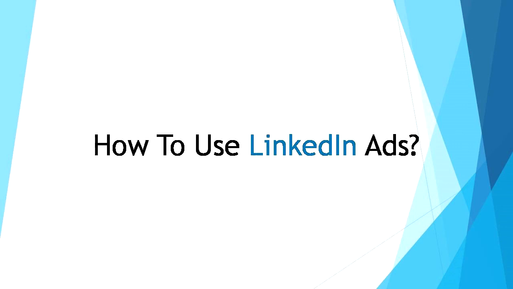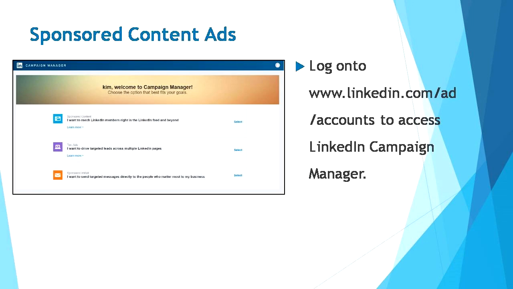So, how do you create your LinkedIn ads? In this step-by-step tutorial, I will be guiding you on setting up a sponsored update campaign on LinkedIn. To create a sponsored content ad, you'll need an account linked to your LinkedIn company page or showcase page to create a sponsored update. If you haven't already created an account, you can start by setting up a business account through the LinkedIn Campaign Manager. So once you've created a business account, head over to linkedin.com/ad/accounts to access LinkedIn Campaign Manager.